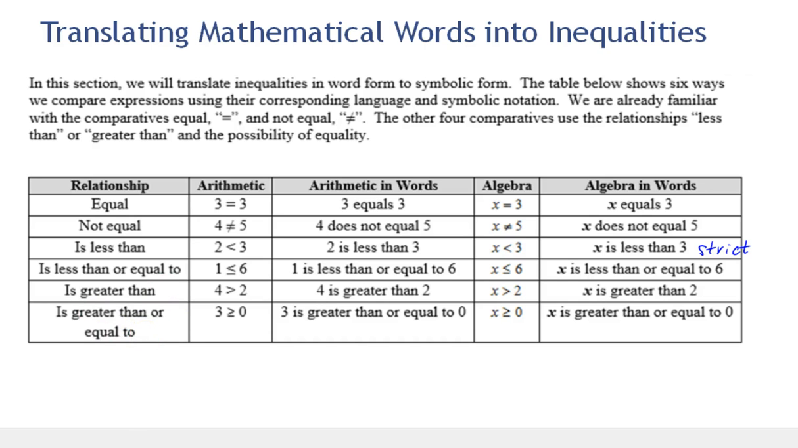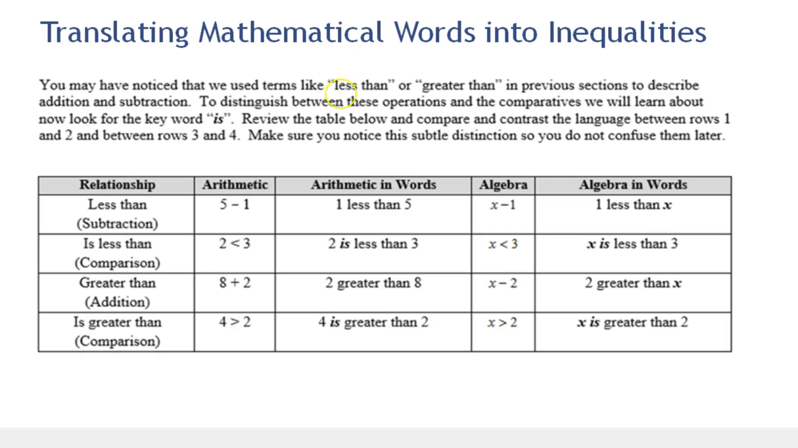Now something you may have noticed is that we've used terms like less than or greater than in previous sections to describe addition and subtraction. So looking at this chart, I want you to notice the difference between the first 2 rows. When we simply stated less than, like 1 less than 5, that meant to subtract 1 from 5, or 5 minus 1. However, when we're talking about a comparison between 2 numbers, we use the word is less than as opposed to just less than.